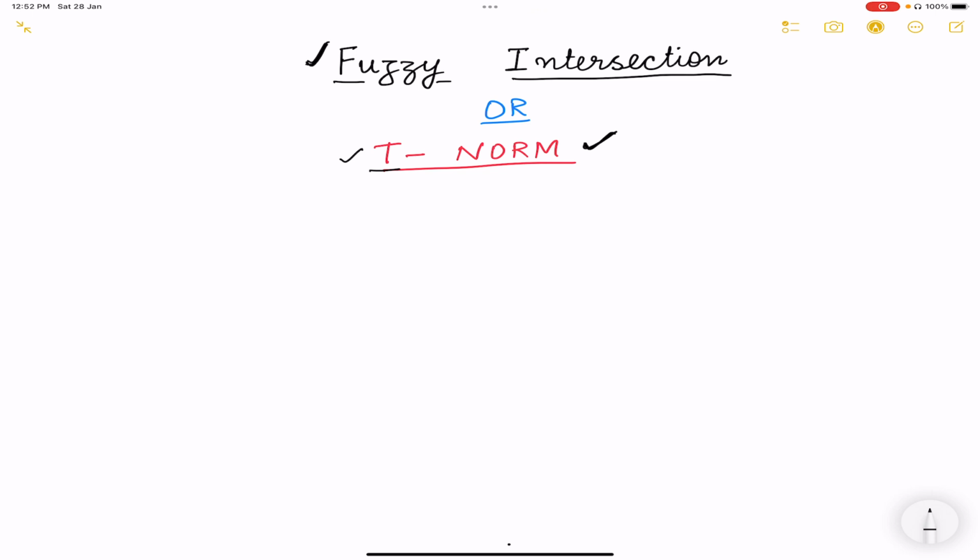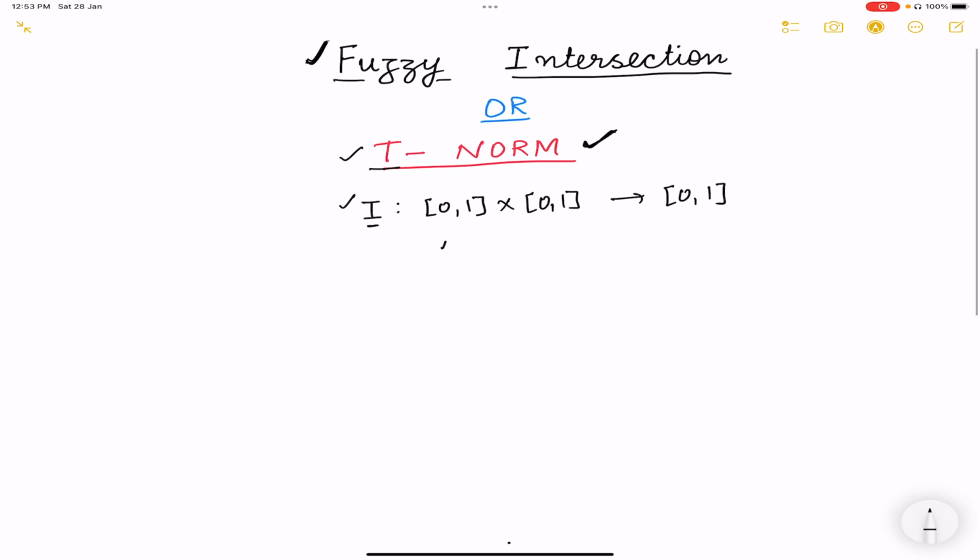So let us start to understand what exactly is intersection. We'll define this as a function, say I. Since it is intersection, we are defining it with, say, I. So it will be a map from [0, 1] cross [0, 1] to [0, 1]. And why is this so? Because here we are taking a membership grade, mu A. Here we are taking another membership grade, say mu B(x), and the output, that is the image of the function, will again be a membership grade because it is a fuzzy set.